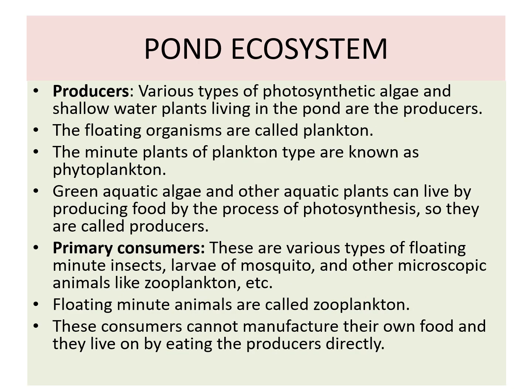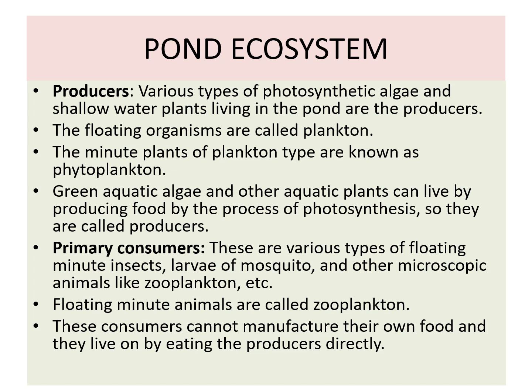Producers are various types of photosynthetic algae and shallow water plants living in the pond. The floating organisms are known as planktons. Planktons are minute microscopic organisms. The green aquatic algae and other aquatic plants that live by producing food by the process of photosynthesis are known as producers or transducers.